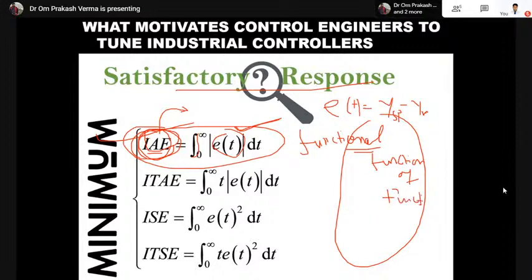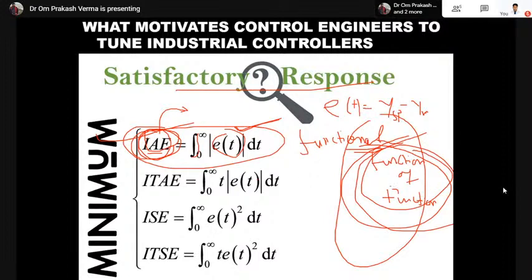The audience is generally from Bihar, so I assume that the mathematics of our state is very strong. You already know what a function is, and what a function of a function is. The function of a function is generally known as the functional. So this is the functional equation. If you are able to optimize or minimize these things, then you are able to get the satisfactory response.